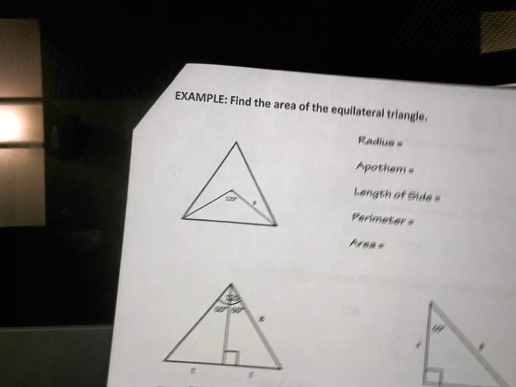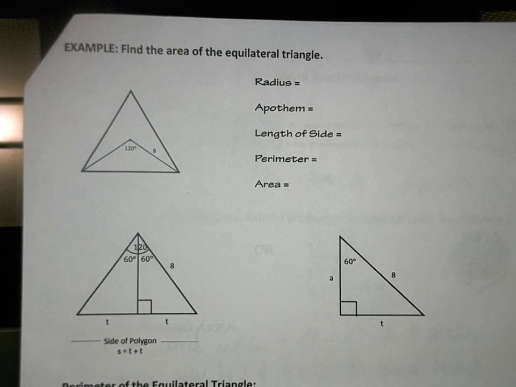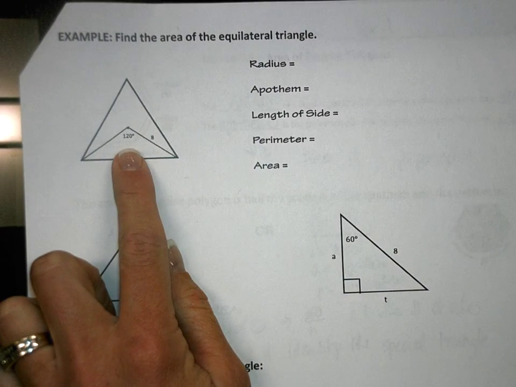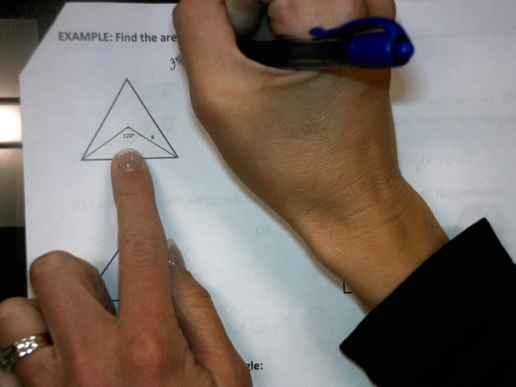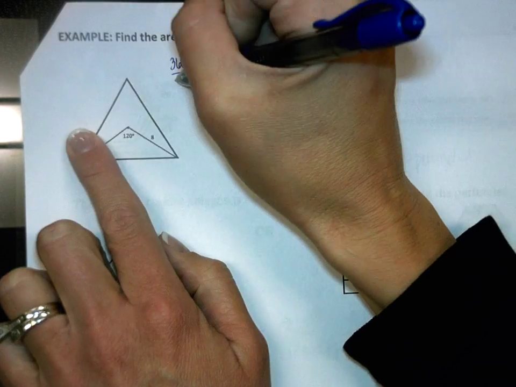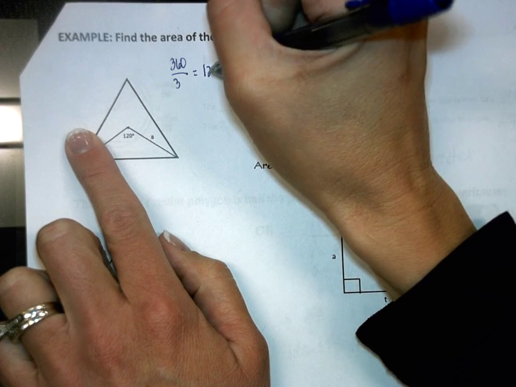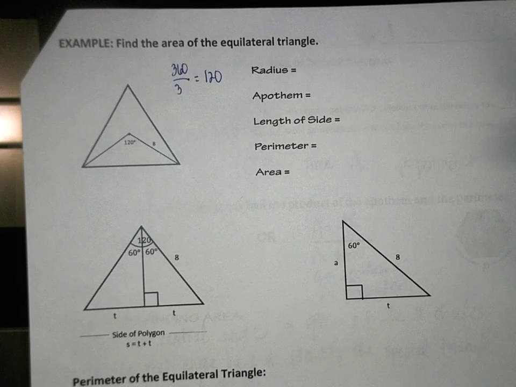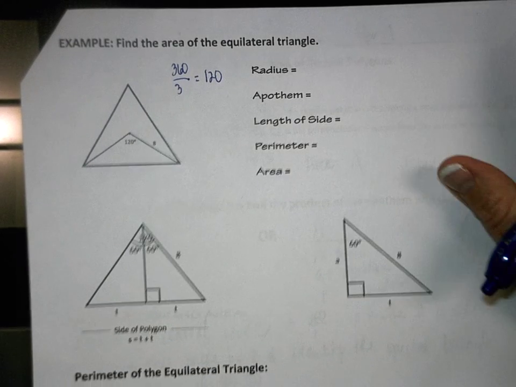Okay? So they already gave us the central angle, but again, if this wasn't given, we would take 360, and since there are how many sides? 3, we would divide by 3 and get 120. So that's where the 120 came from. Okay, just like yesterday, once we have that, what do we do next?